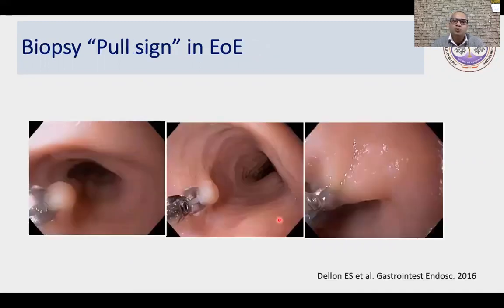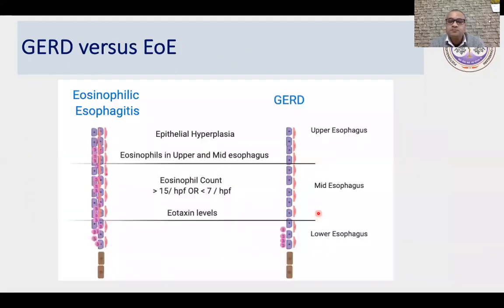So there is a biopsy pull sign, where it is difficult to close the biopsy forceps completely. And when an attempt to take a biopsy is made, there is some resistance to taking the biopsy. So this is the pull sign, which has been described as a feature of eosinophilic esophagitis. None of these is very specific.